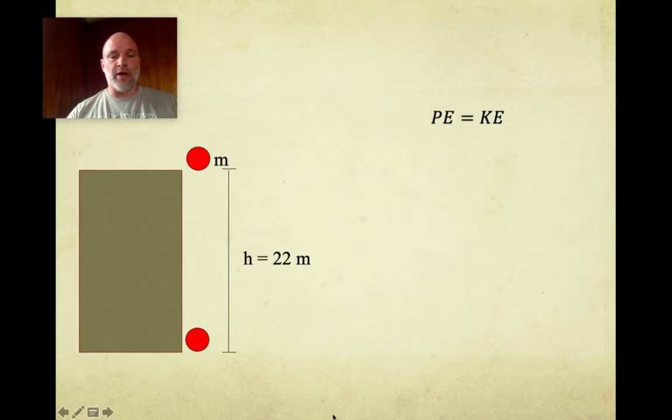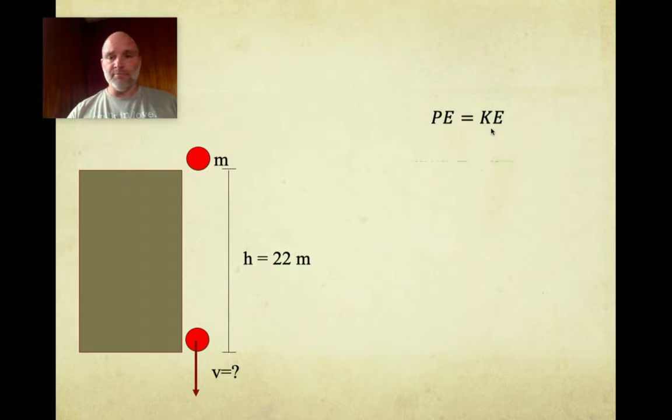You can see here we have the same silo. Here's the ball of mass m up at the top, and my brother and I are just going to let it go. Up here at the top, it has only potential energy. Right before it hits the ground, it has kinetic energy. The law of conservation of energy says that the potential energy at the top equals the kinetic energy at the bottom. So we just write that equation.